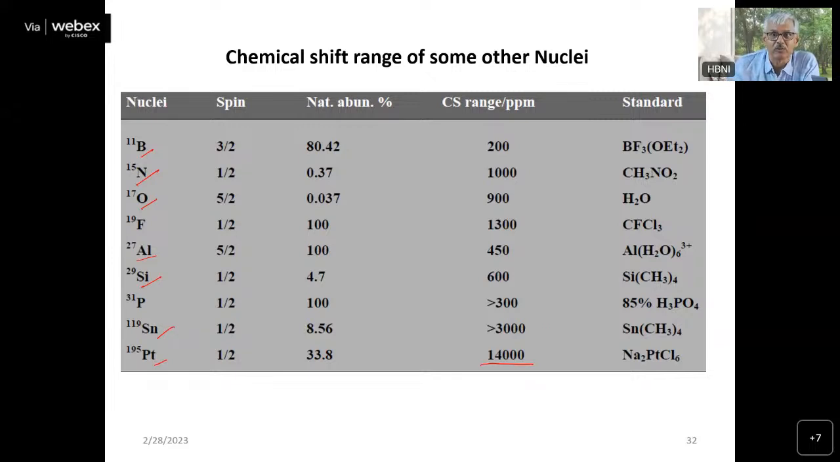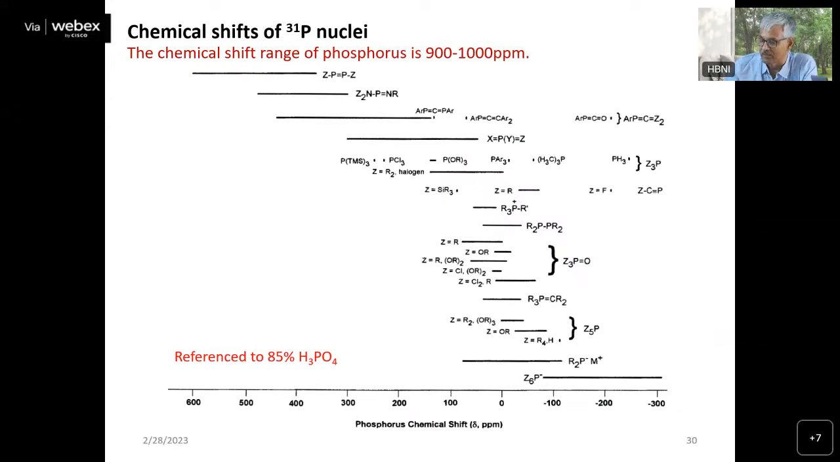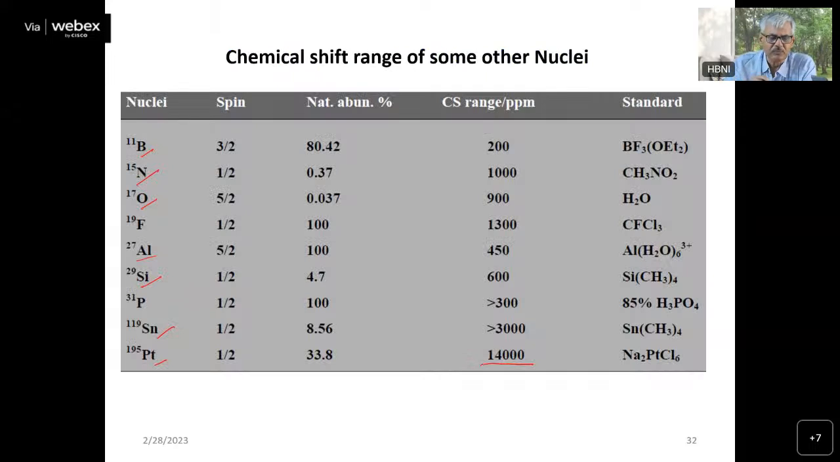31 phosphorus, although here it is showing greater than 300, normally, as in the previous slide I have shown, it is coming from minus 300 to plus 600. Similarly, oxygen 17 is around 900 ppm. 15 nitrogen is 1000 ppm. 11 boron is 200 ppm.